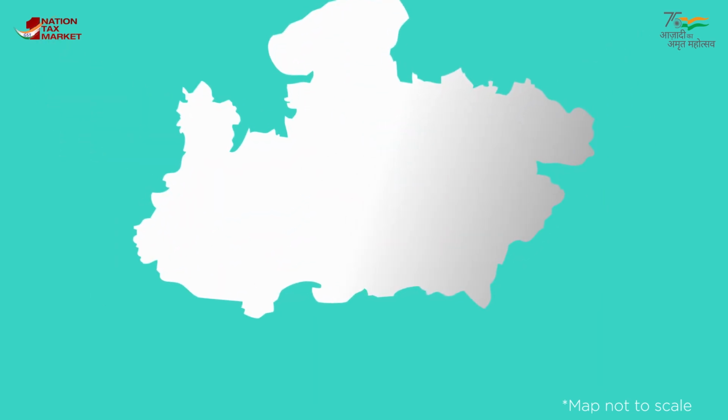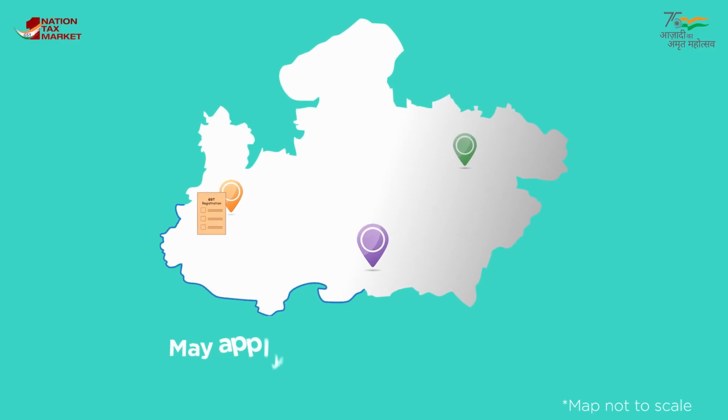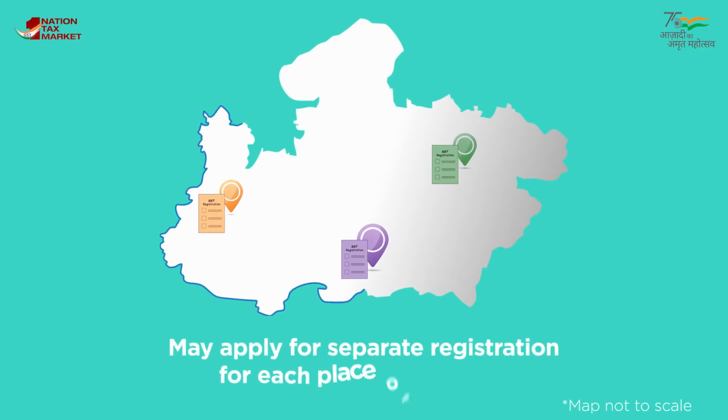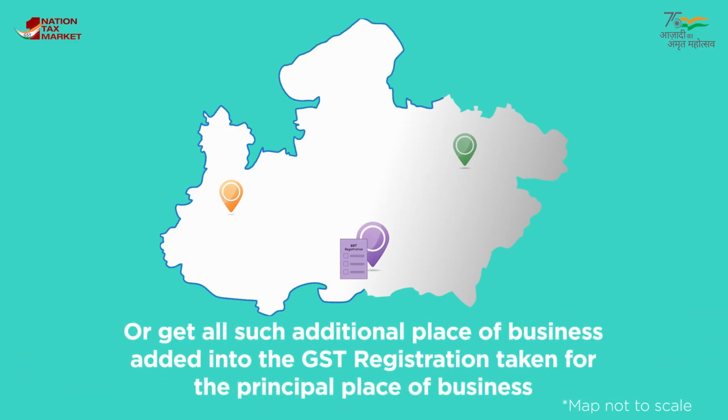However, if the supplier has more than one place of business in one state, he may apply for separate registration for each of such place of business, or get all such additional place of business added into the GST registration taken for the principal place of business located in the same state.